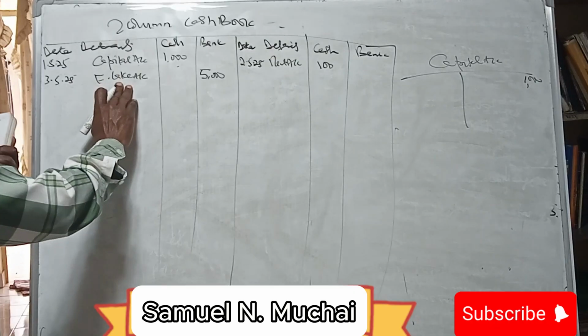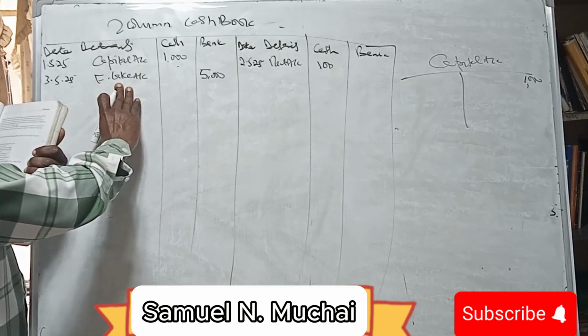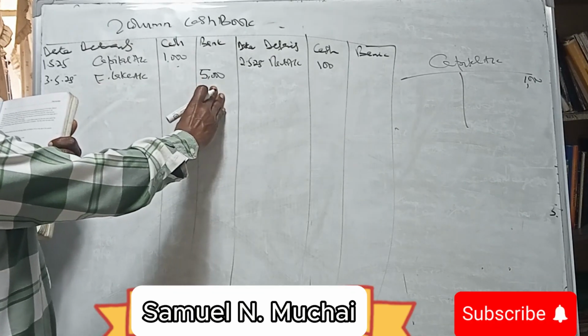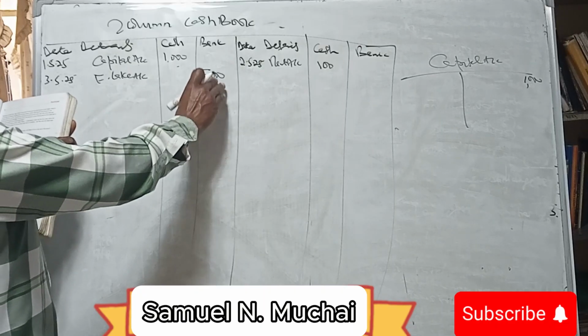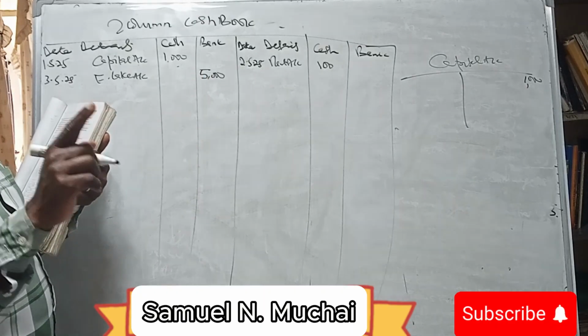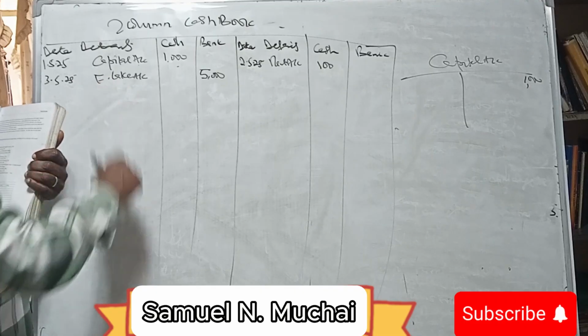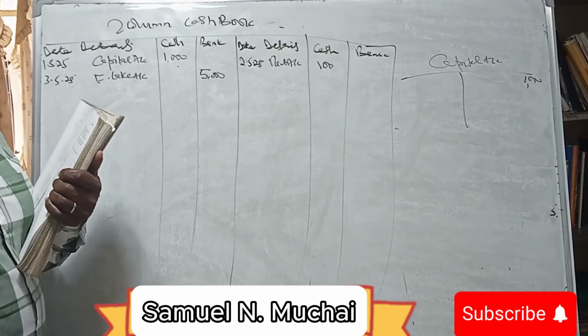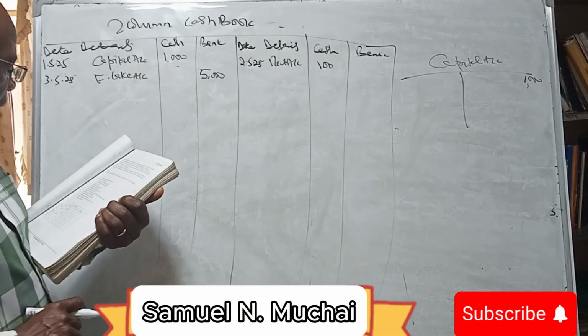So this is a loan we are getting. We debit bank because it is an increase in the asset bank, and we credit the F. Lake account to record a liability.